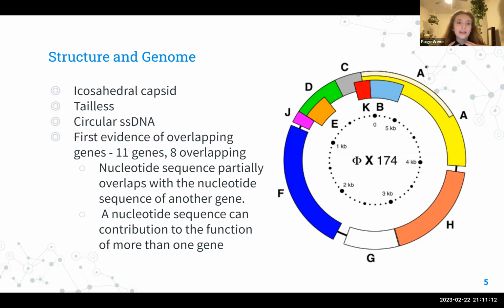And so it is a circular single-stranded DNA. And it's the first evidence of overlapping genes: it has 11 genes and 8 of them are overlapping. You can kind of see that towards the top with genes like E, D, C, K, B; those are the overlapping genes. The nucleotide sequence partially overlaps with the nucleotide sequence of another gene, and that's what you're seeing in that diagram. So a nucleotide sequence can contribute to the function of more than one gene. And it's possibly due to the fact that it's single-stranded instead of double-stranded, so it just kind of compensates everything.